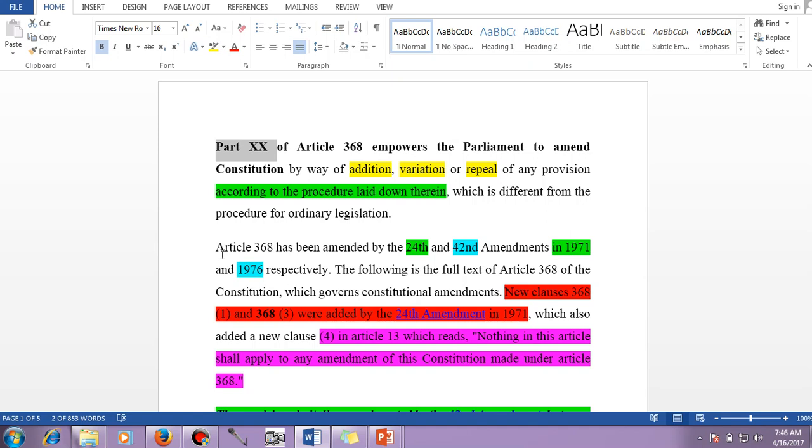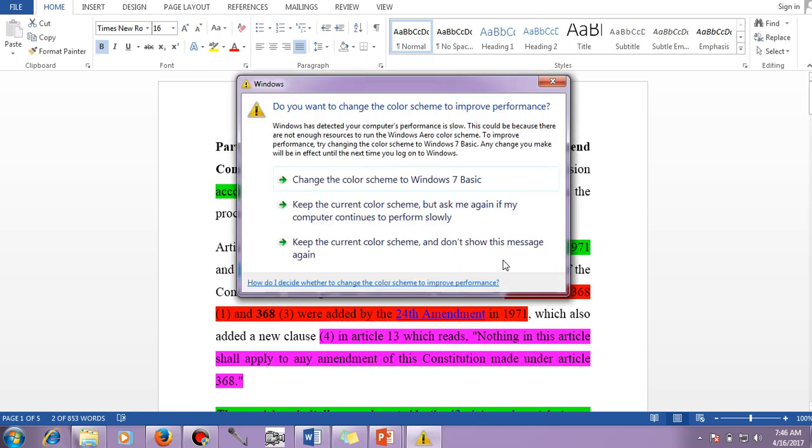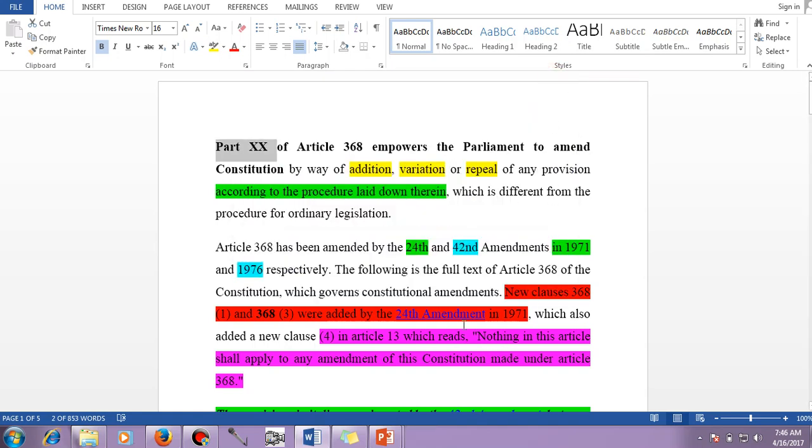It was done: that is the 24th amendment that came in the year 1971, and the 42nd amendment came in the year 1976. Now we should talk about the 24th amendment. By this amendment, two new clauses have been added, and that is clause 1 and clause 3 of Article 368.